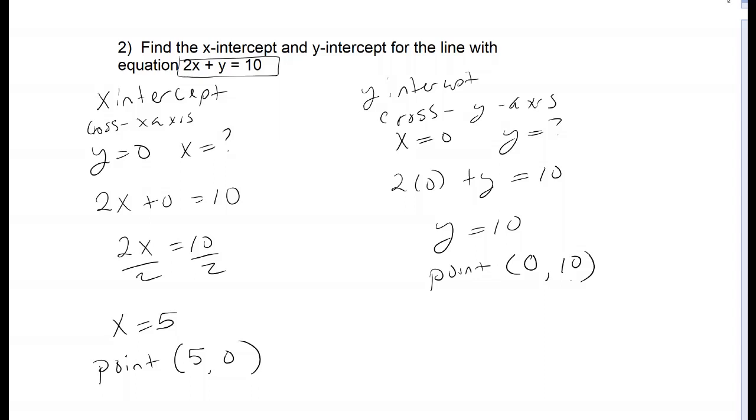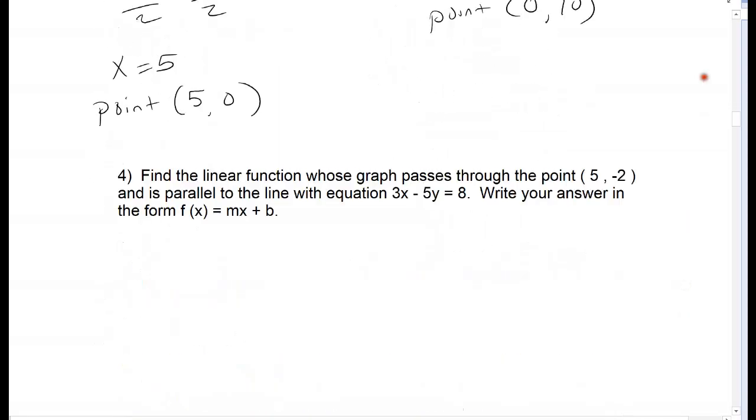So remember, the x-intercept crosses the x-axis. The y is 0. I've got to find the x value where it crosses the x-axis. The y-intercept is the opposite of that. It crosses the y-axis. When it crosses the y-axis, x is 0, and I've got to find the y value on my y-axis. And so I plug in the 0 for x and solve for y.